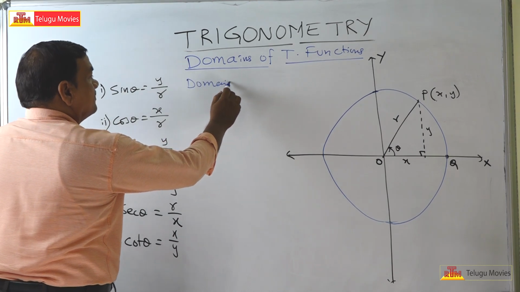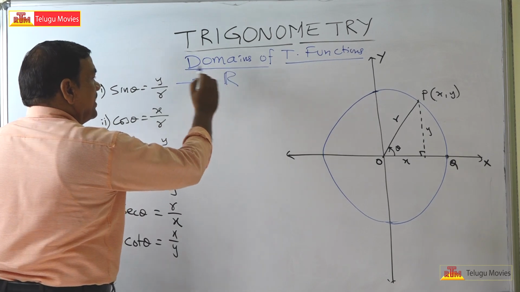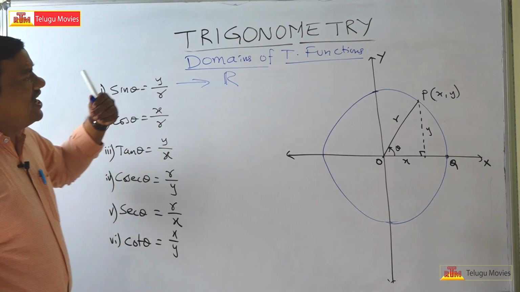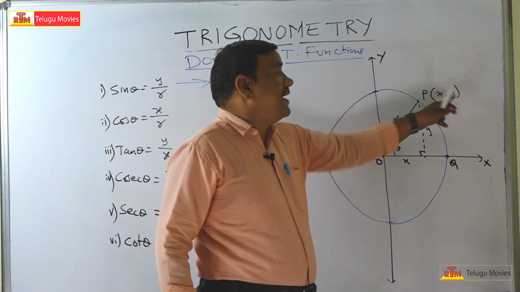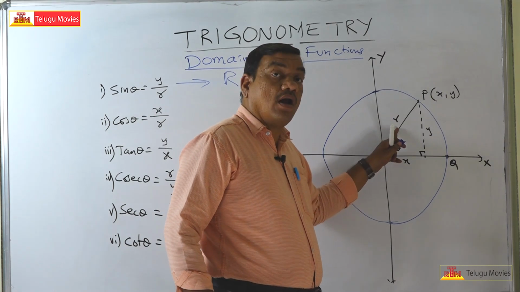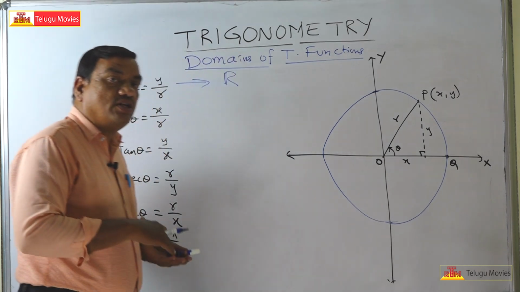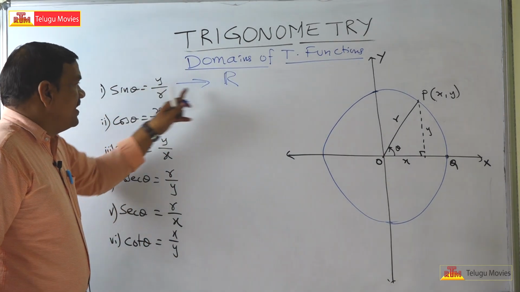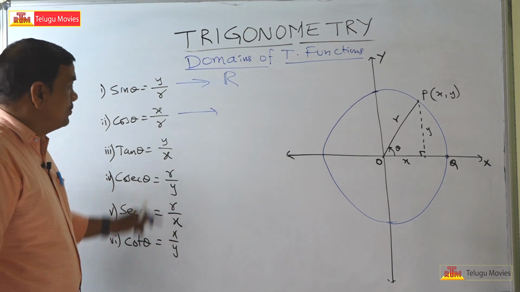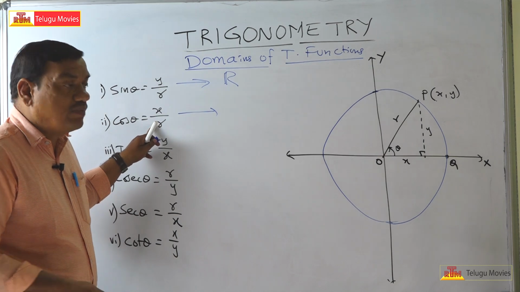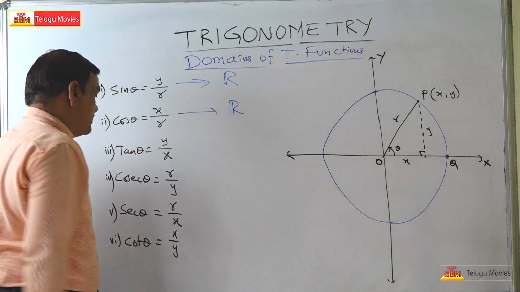The domain for sin theta is the set of real numbers. If you take theta as any value, the definition is y by r, y upon r. R cannot be 0. The y value may change; in the numerator it may be positive or negative. So what is the domain? Set of real numbers. For cos theta also, the denominator r is always positive, as we already defined. Therefore, the domain is the set of real numbers.